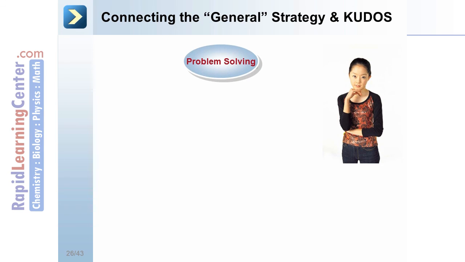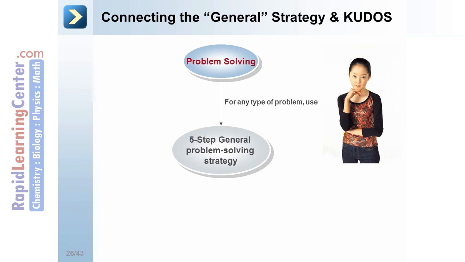The general 5-step problem-solving strategy can be used on any type of problem. For word problems, use the KUDOS, which is just a specific example of the general problem-solving strategy adapted to word problems.